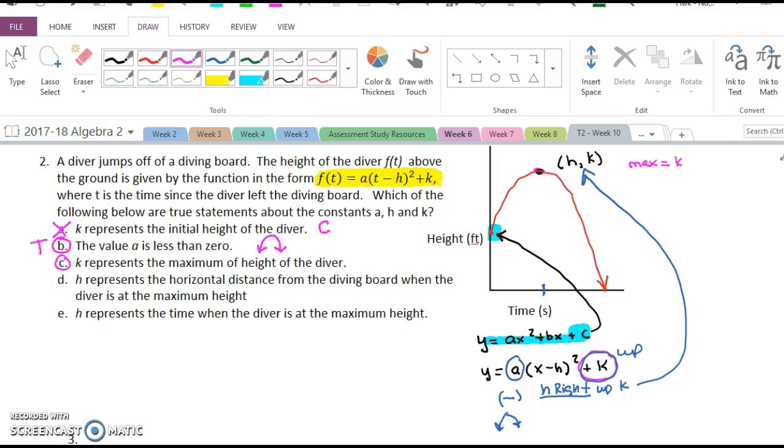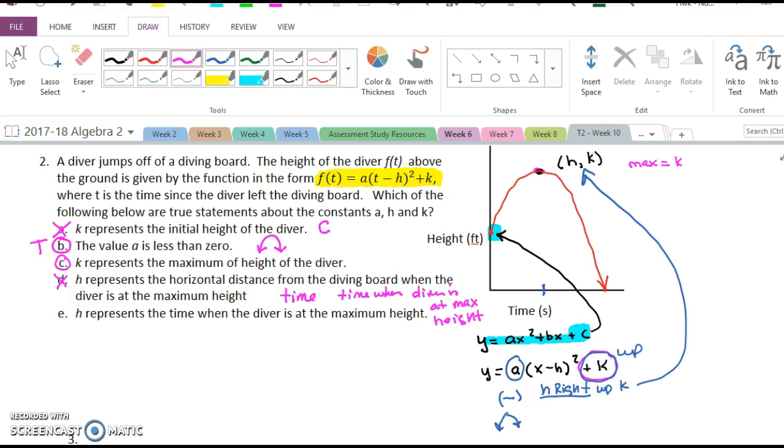H represents the horizontal distance from the diving board when the diver is at a maximum height. That's false, because H is really representing time, not distance. So this is time, and so H would be the time when the diver is at max height. The question had asked for that, that would be true.